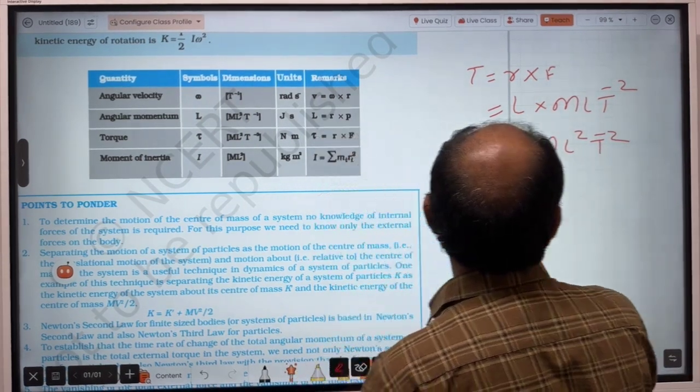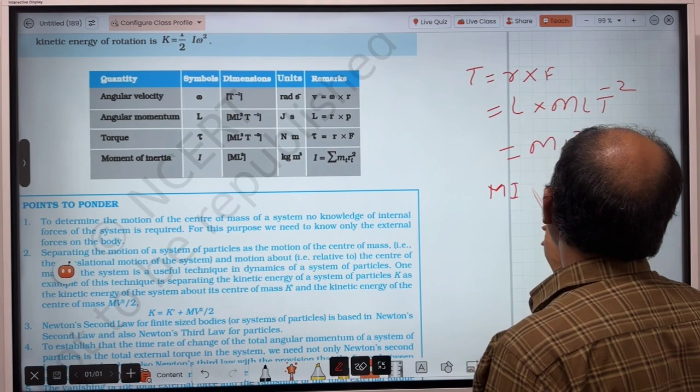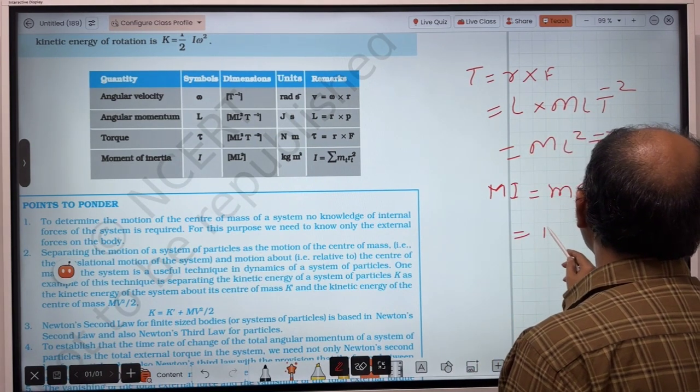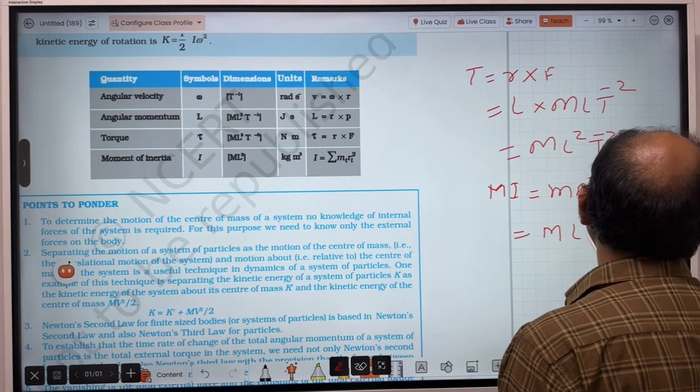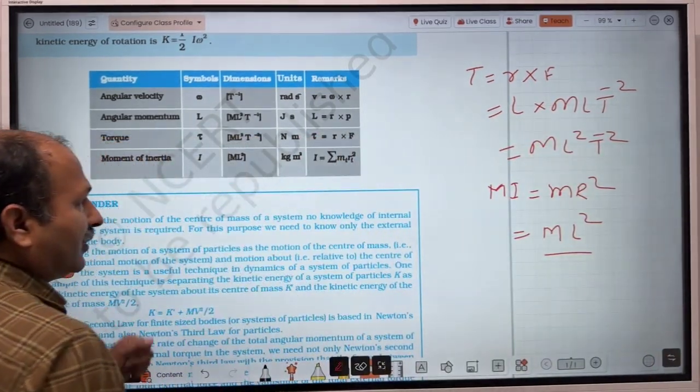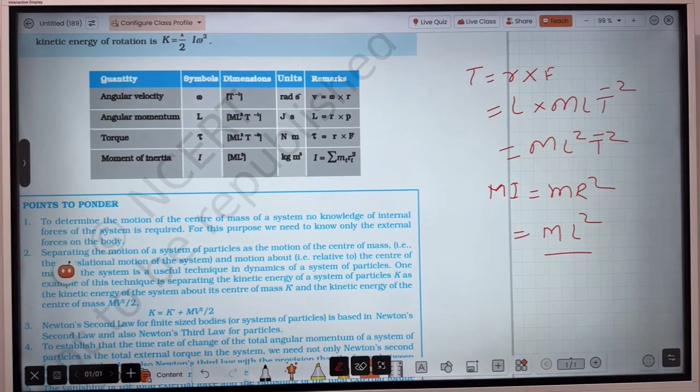Then comes moment of inertia, MI. MI, as you know, is M r square. So M, this is L square. So we have got the dimensions of various quantities involved in the chapter.